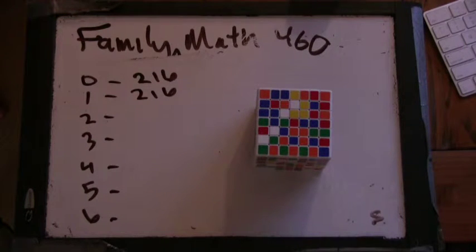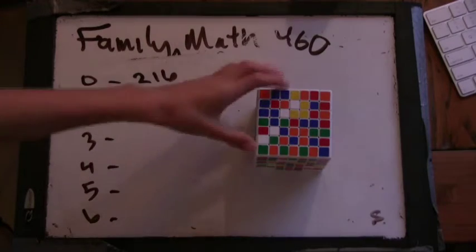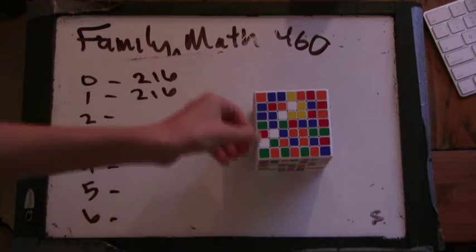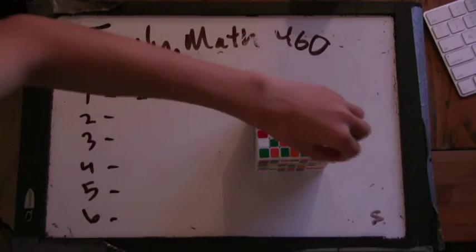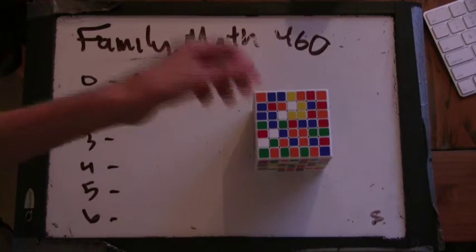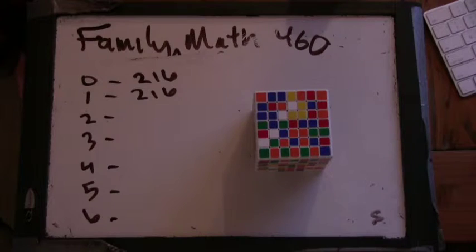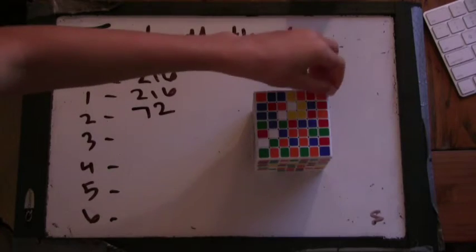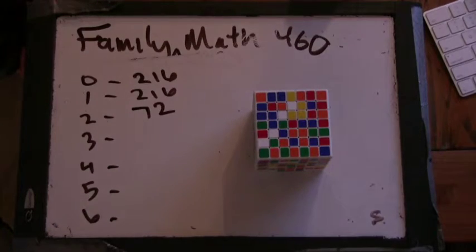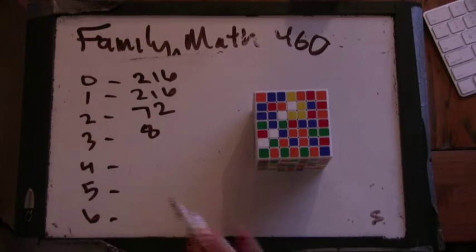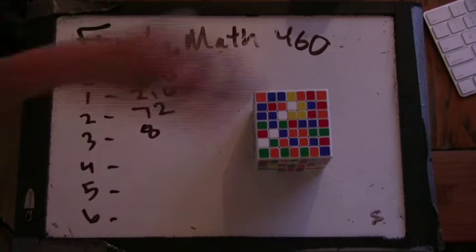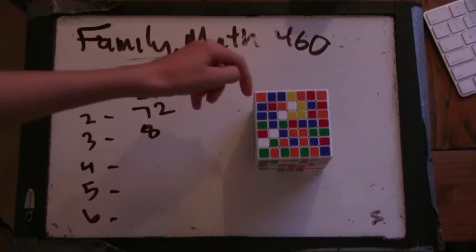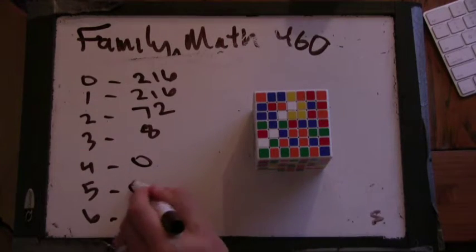And then the ones that have 2, for the edges, there would be 6 times 12, which would be 72. And then the ones that have 3, the corners, that would be 8. Wow, good job. And then the ones that have 4, 5, and 6, you can't do any that have 4 because the maximum number is 3, because the corners are the most exposed. So 0, 0, 0.